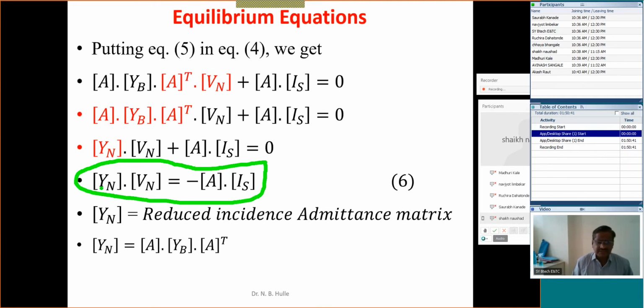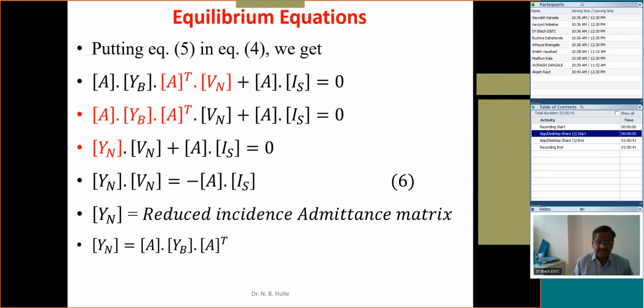What is the equation? YN into VN, which is equal to minus A into IS. Using this relation we are in a position to find out the current in all branches, as well as we are able to calculate the value of the node voltages, as well as the value of the branch voltages. Is it right? Where this YN is nothing but A into YB into A transpose. We have to find out all these values, and then we are in a position to work out that calculation.